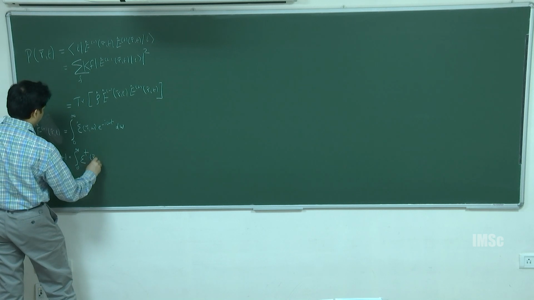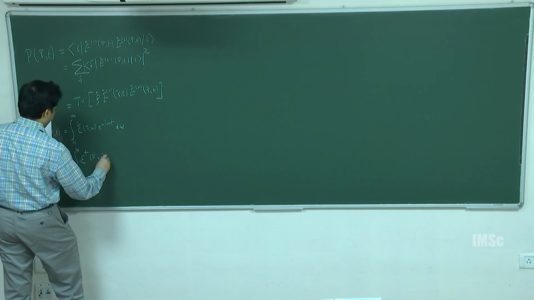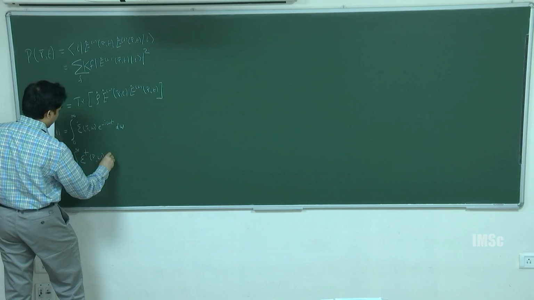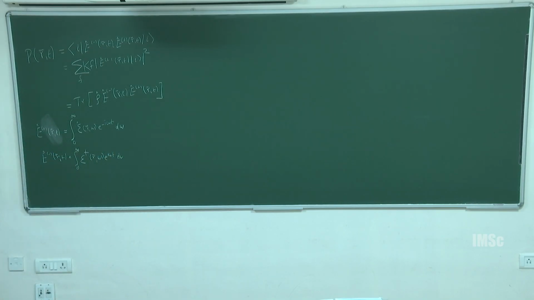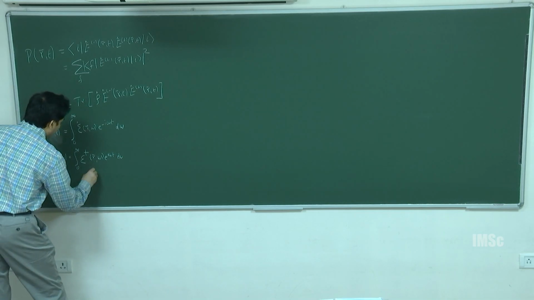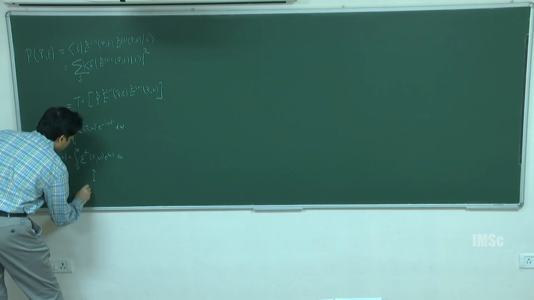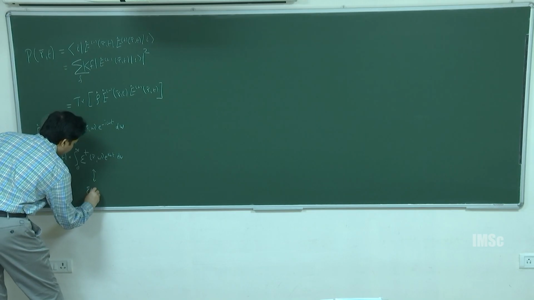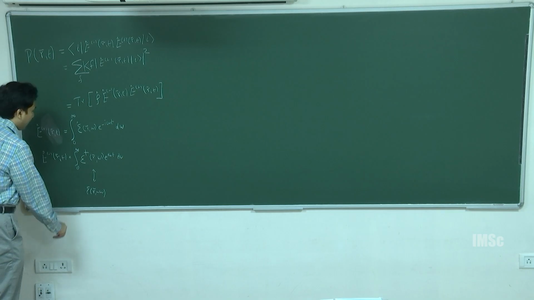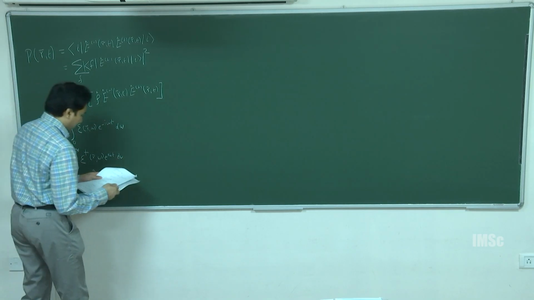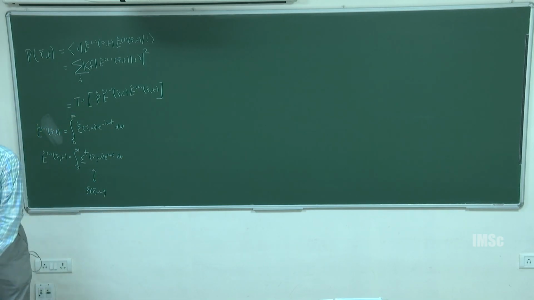So that's what it is. And T of R omega is the same as T of R minus omega. Okay.